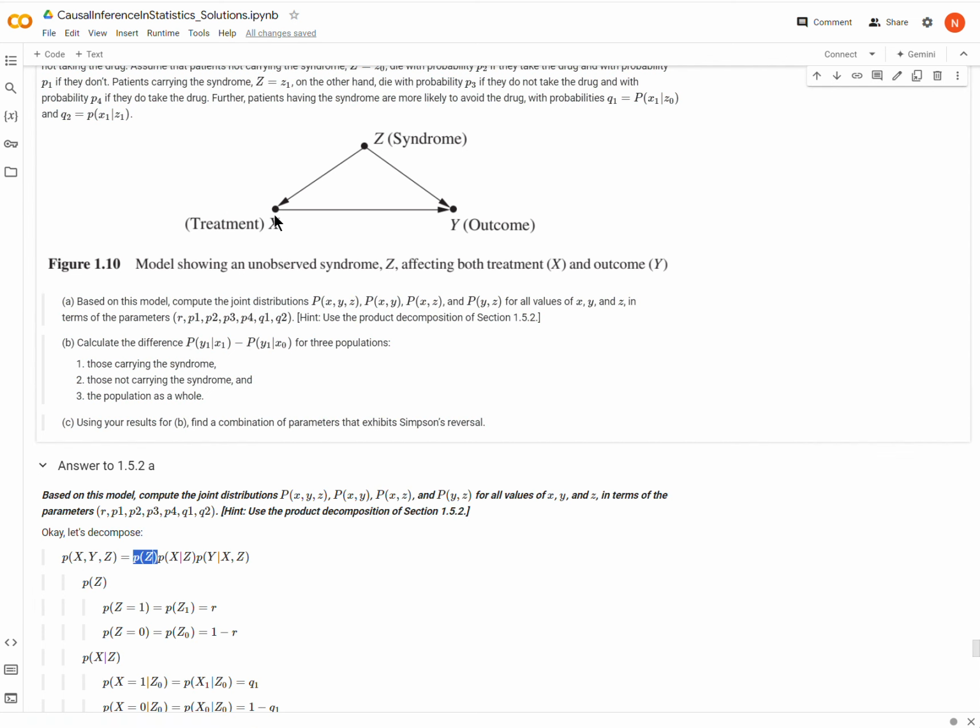X, however, is, according to the DAG, being affected by z. So the value of x is conditional on z, and so we use the conditional probability of x given z. And then finally we have y. And y, again, is conditional on 2 things, x and z, and so we have the conditional probability of y given x and z.